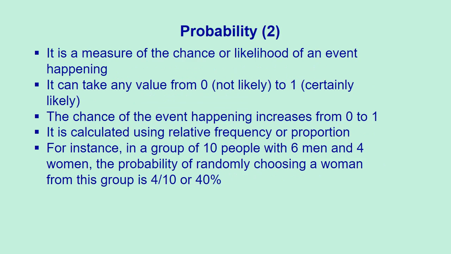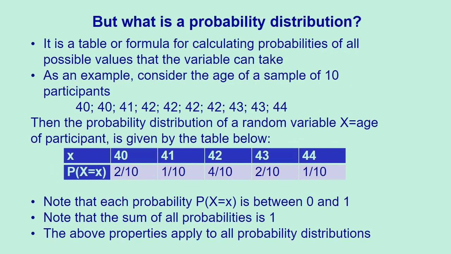Probability is a number between 0 and 1 that estimates the chance of an event happening. It ranges from 0, indicating an impossible event that would never happen, to 1, which indicates a certain event that would definitely happen. As an example, from a group of 6 men and 4 women, the probability of selecting a woman is 4 out of 10 or 40%.